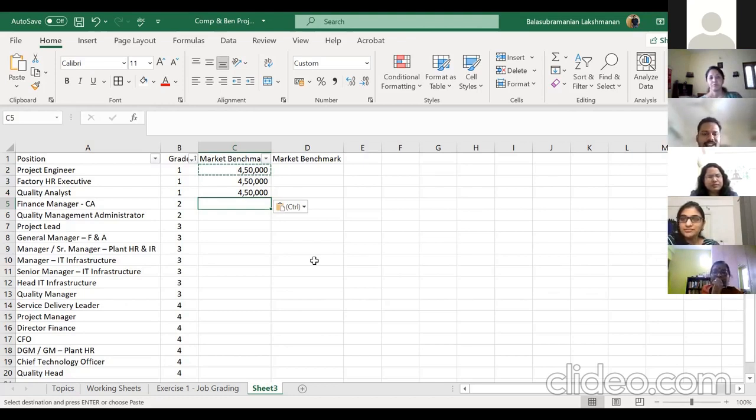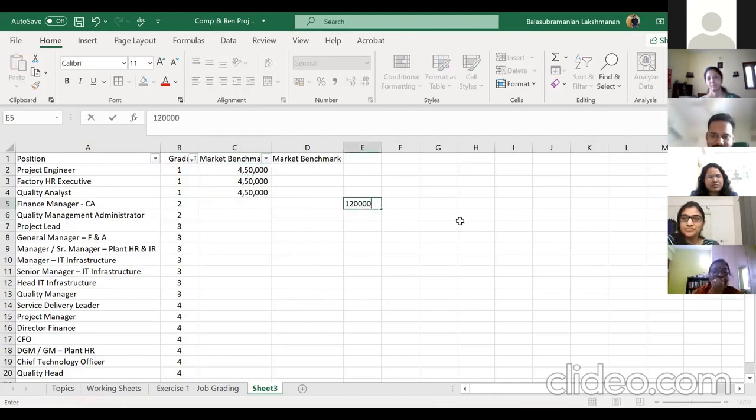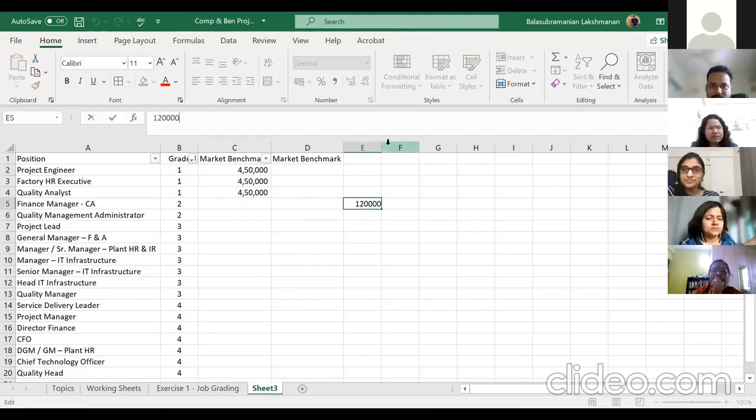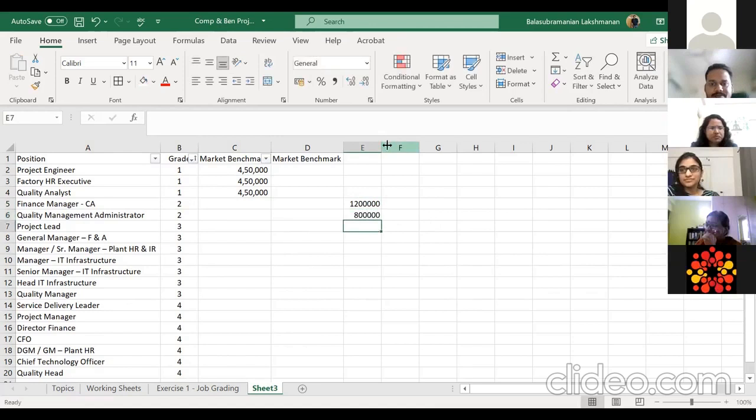Okay, we'll go with a 10 average, I mean, the average of these averages. We have two different positions, right? So we'll average both of them. Let's actually do the math. 12 lakh is for the CA, and for the quality administrator, somewhere around 8 lakhs. And if the project lead is from IT, it would be different. No, that is grade 3. So we will close grade 2 and move on. The average of these averages is 10, so I will put it as 10.